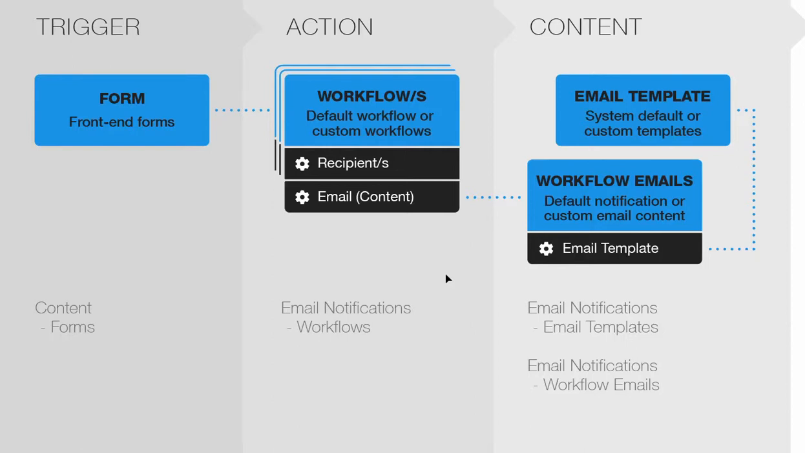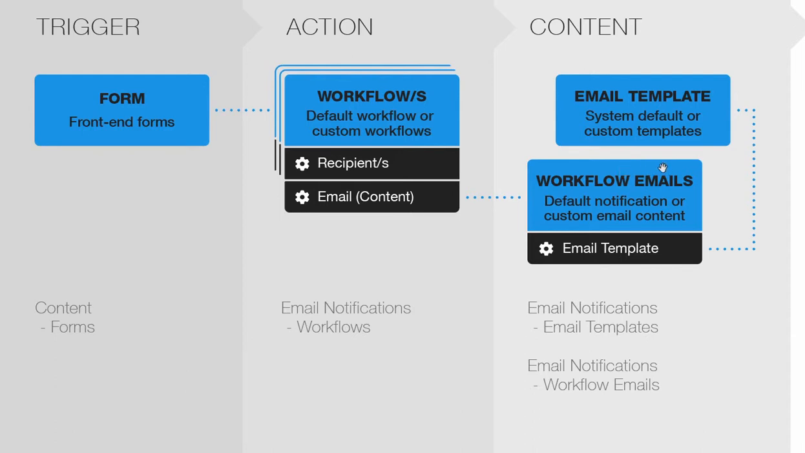A workflow is an action or a rule that determines how a notification is handled. In this case, we're looking at email notifications. Workflows consist of three main components. The trigger, which would be a form submission occurring on your website. The action, which is the workflow rule determining how the email notification will be sent out. And the content, which is the actual message delivered.